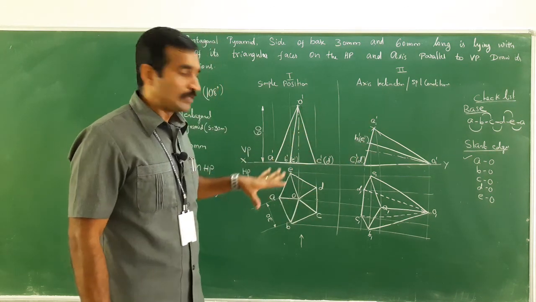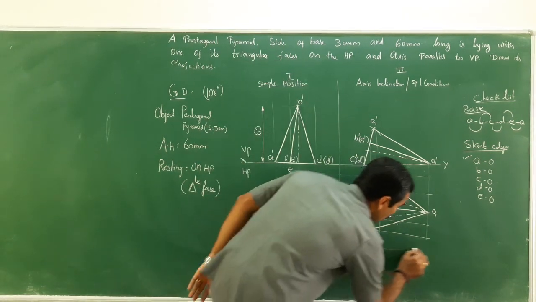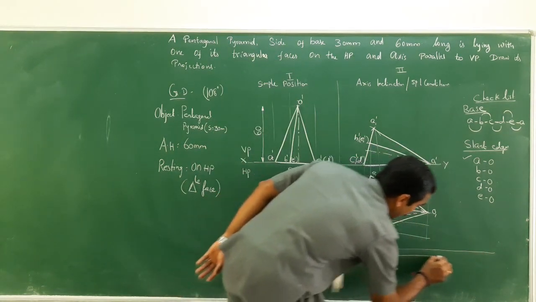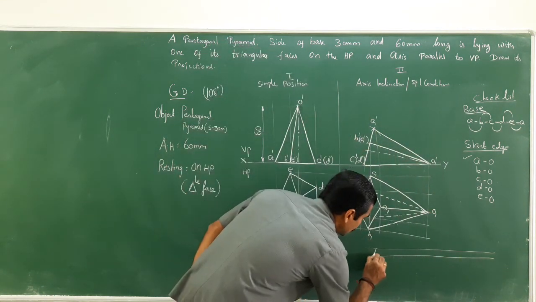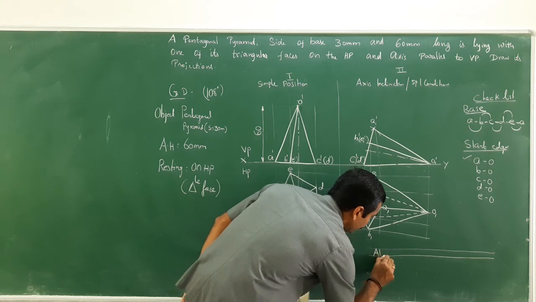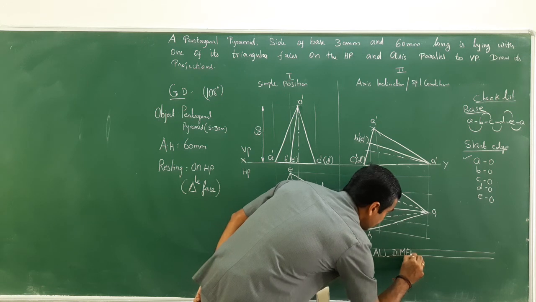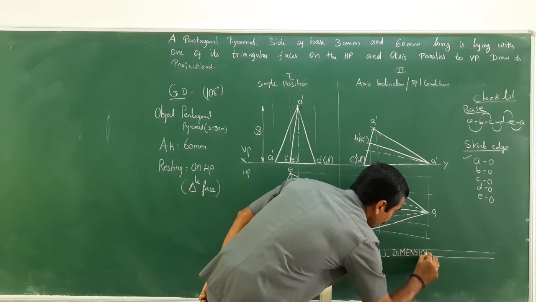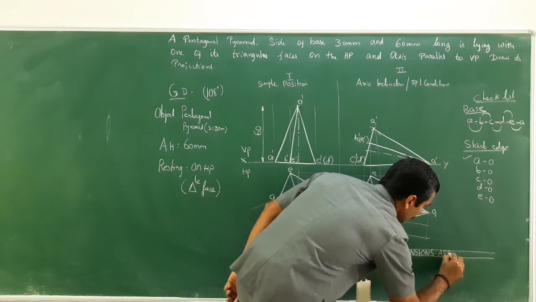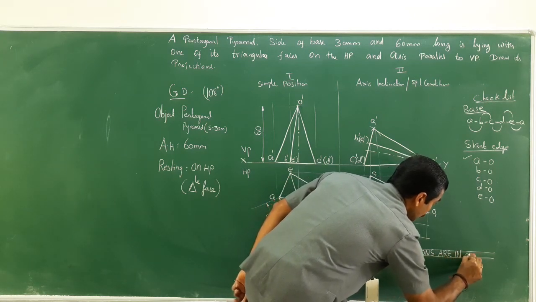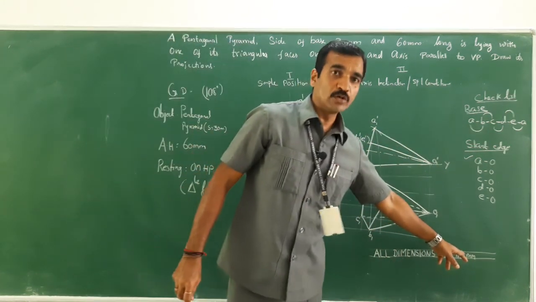Next, what I have to do? Note. So in the right bottom of the diagram, just open up a guideline of 5 mm height, and mention all dimensions are in mm. Mm should be lowercase, that is the small letter you will have to use.